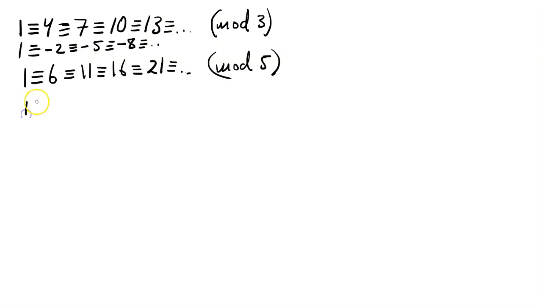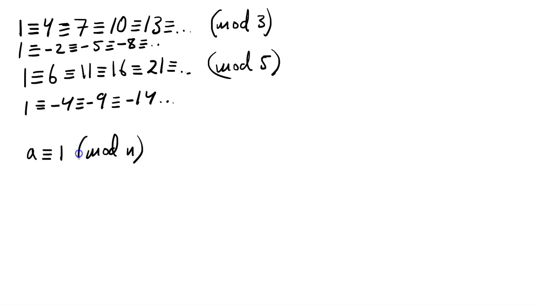Same here. If you take modulo 5, then we can go to the negative side: minus 4, minus 9, minus 14. All of these also differ from 1 by a multiple of 5. Each number differs by 5 here, so all of them differ by a multiple of 5. So more generally, a number is congruent to 1 modulo n when it differs from 1 by a multiple of n.